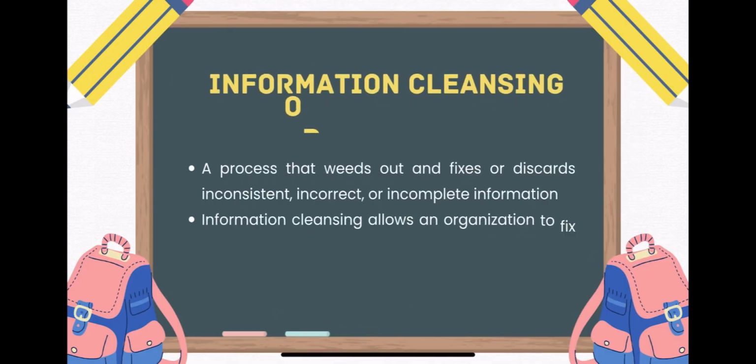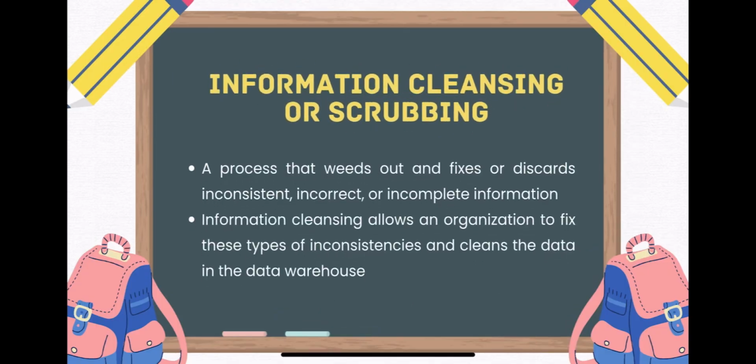Furthermore, we will now look at information cleansing or scrubbing. An organization must maintain high quality data in data warehouse information. Cleansing or scrubbing is a process that weeds out and fixes or discards inconsistent, incorrect, or incomplete information, such as missing records or attributes, redundant records, missing keys or other required data, and erroneous relationships or references. Information cleansing allows an organization to fix this type of inconsistency and cleanse the data in the data warehouse.